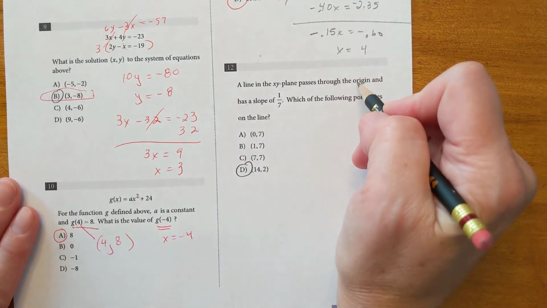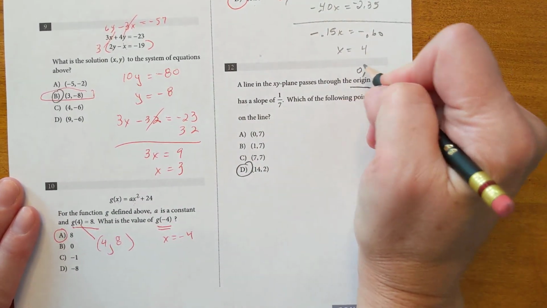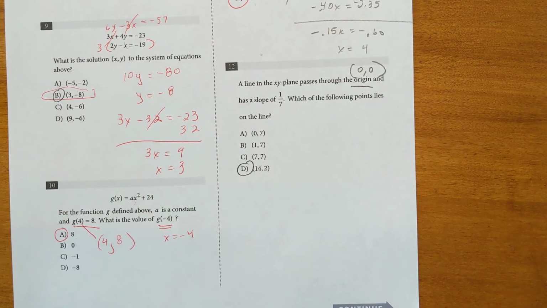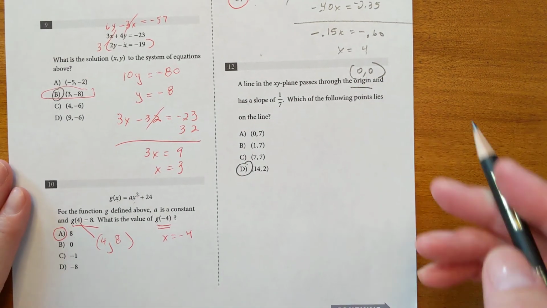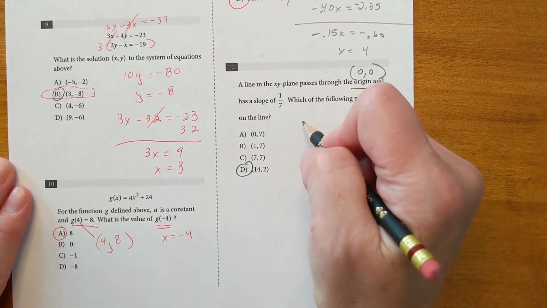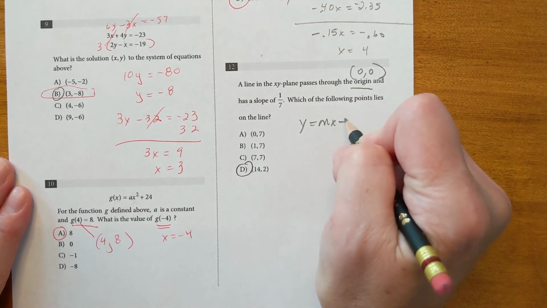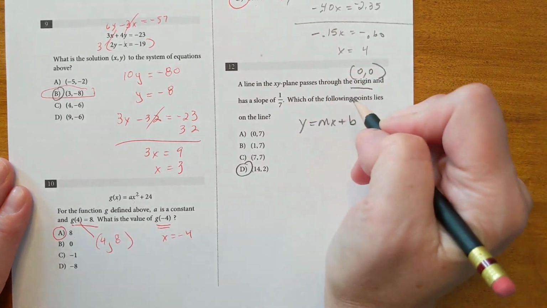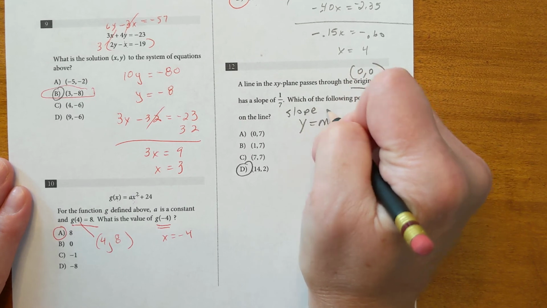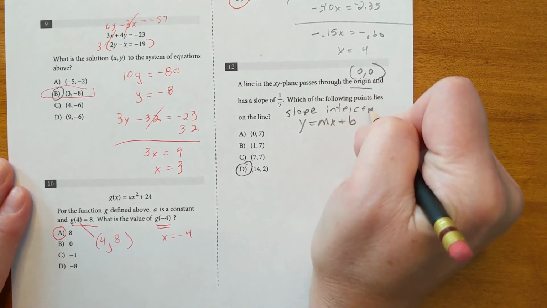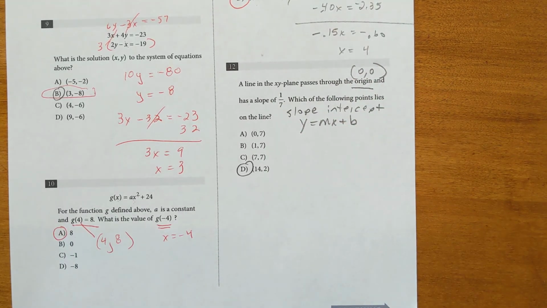All right, the origin is the number 0, 0. 0, 0 is the origin. Maybe make yourself a flashcard on that if you didn't know it. That would be a good idea. Flashcard that one. All right, and again, slope-intercept form is y equals mx plus b. Slope-intercept. You might want to write that one down too on a flashcard if you didn't know that.